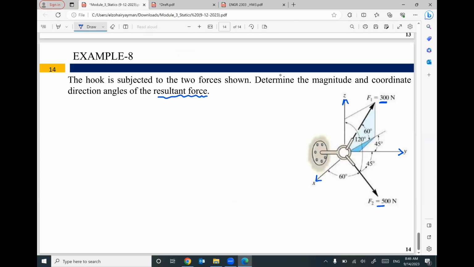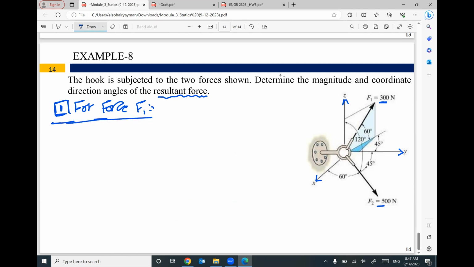First step, to be able to solve this kind of problem, we need to break each force into three components, since we are in 3D. So we have how many forces? Two, F1 and F2. I'm going to start with F1. What are the three components for F1?